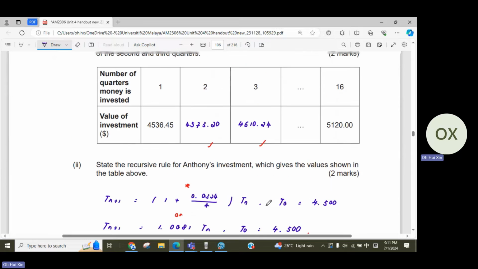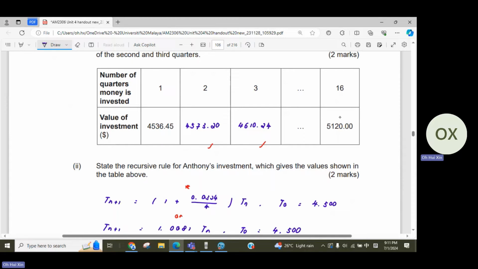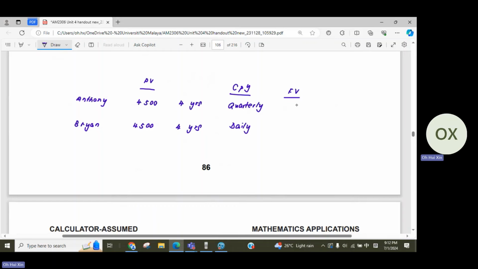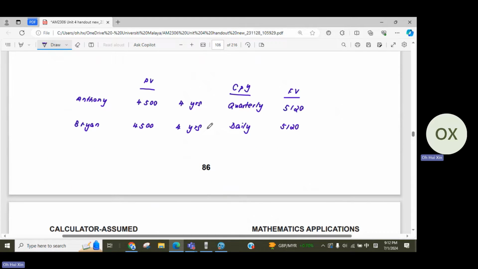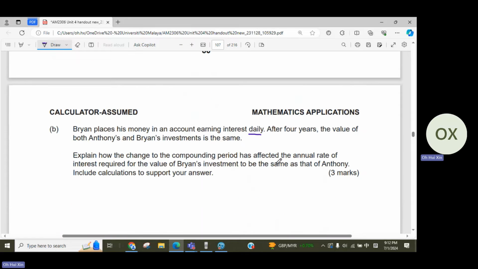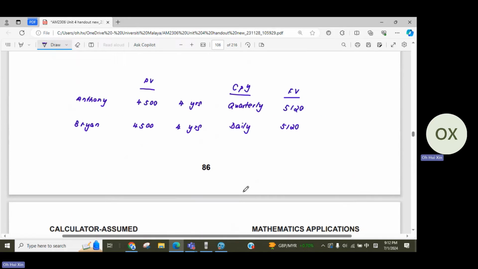And this value you can actually get from here, because this is where you have 16 quarters when the money is invested, right? So 16 quarters means 4 years. After 4 years, they both have 5,120. And the question asks how the change to the compounding period, which means from quarterly to daily, has changed the annual rate of interest required. So you are finding the I here. That's basically what you are doing.